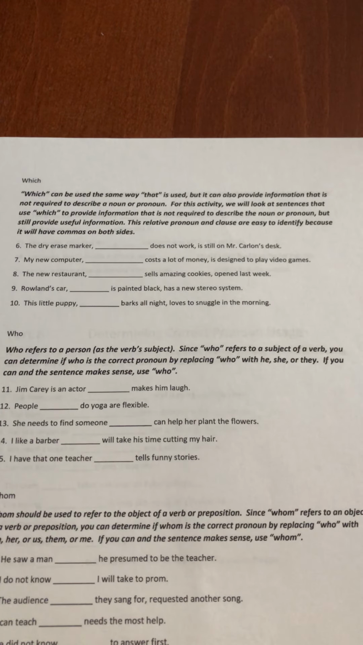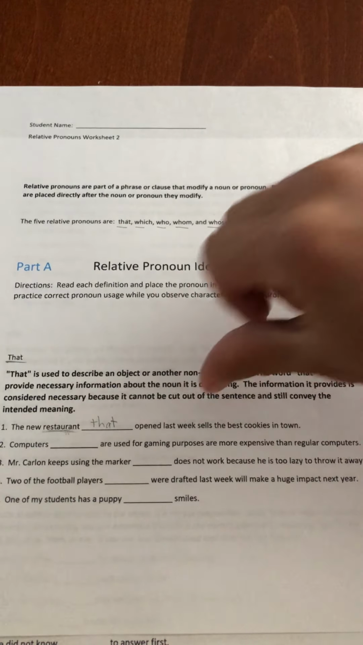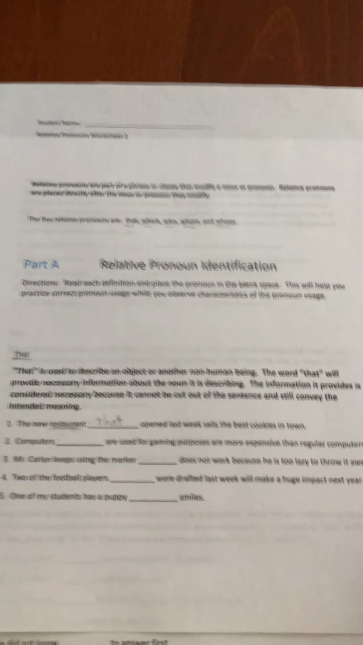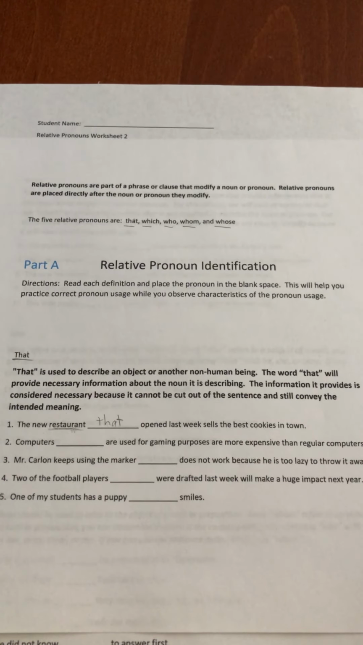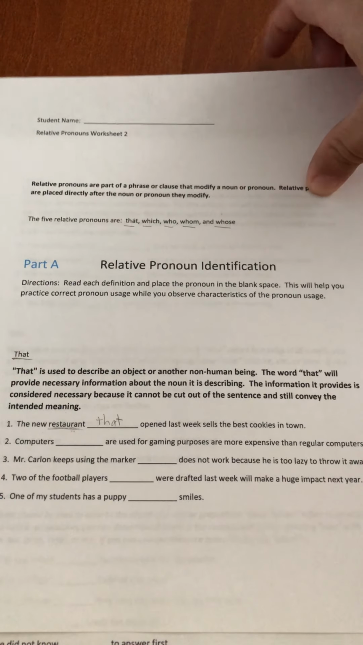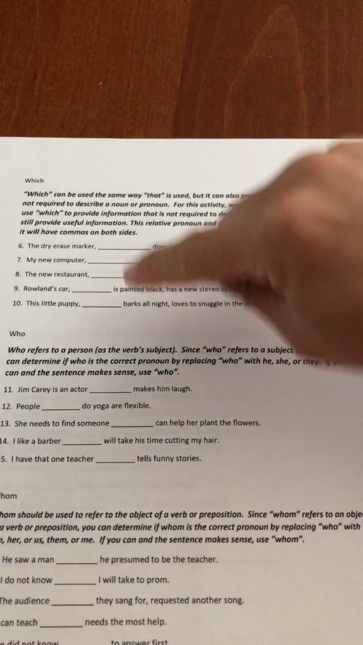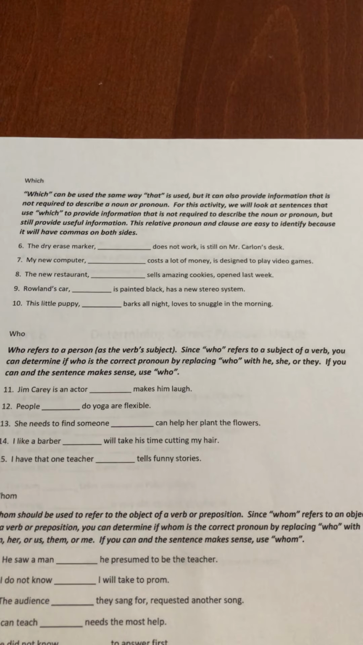Let me explain what this means. When we use the word that, the way we're using it today, the word that is going to introduce information that we need to understand the noun in order to make sense of the sentence, okay? It's required information. When we use the word which, the way we're going to use it today, that information is not required, but it's good information to have. It helps us understand what we're referring to, but it's not needed.